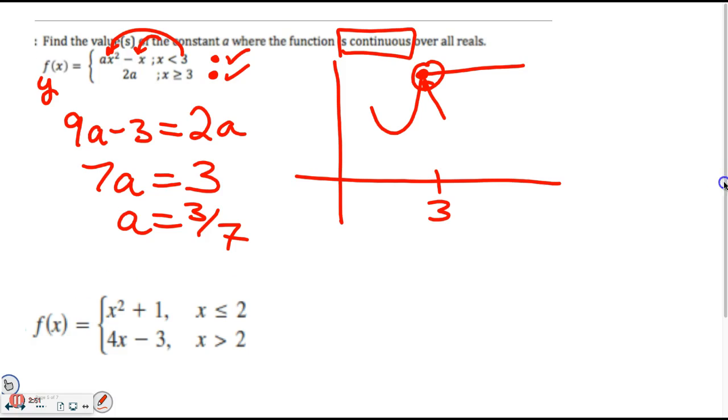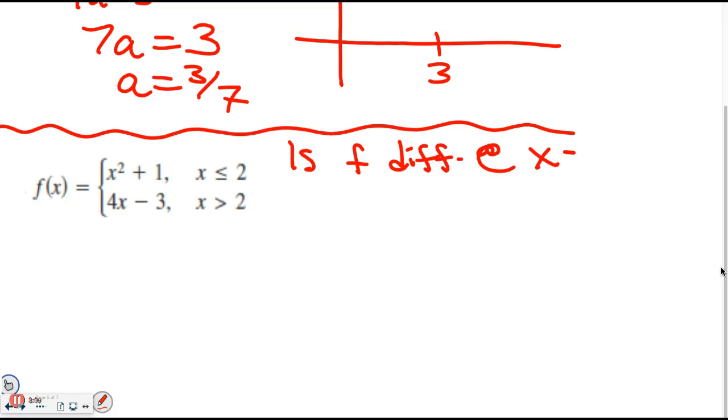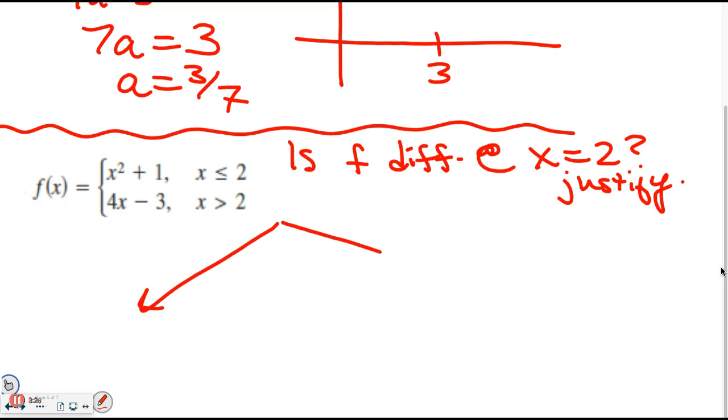So this chapter, you're going to have another layer added to it. It's going to say either find A and B so that the function is differentiable, or it'll say this: is f differentiable at x equals 2, justify. So just putting a yes or no gets you 0 points, because that's a 50-50 guess. So you'll either be finding missing pieces like up there, or being asked, is the function differentiable? And there's 2 pieces to that.